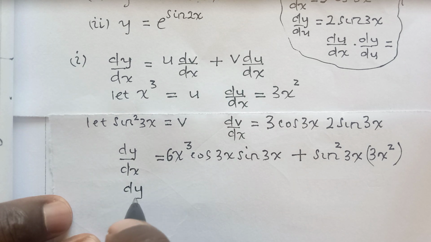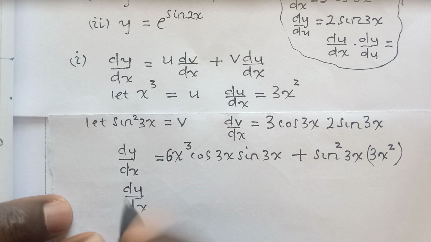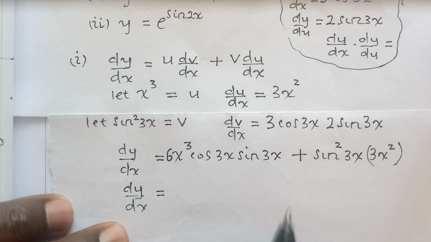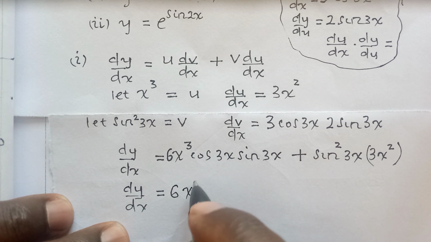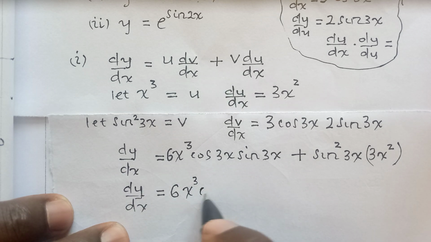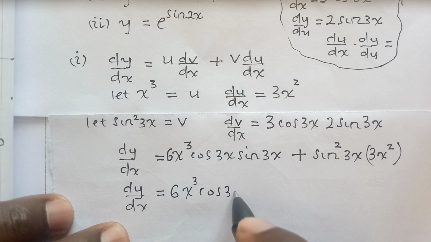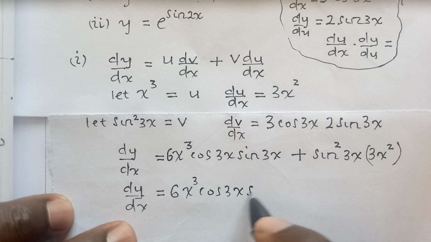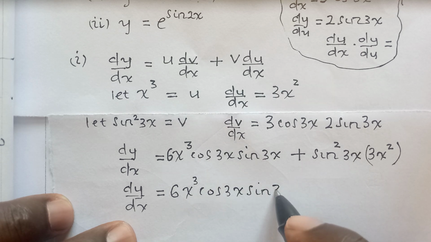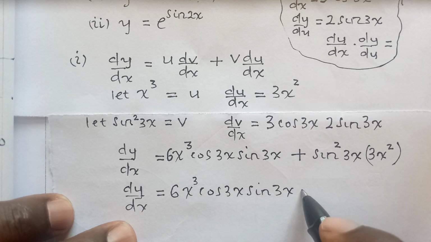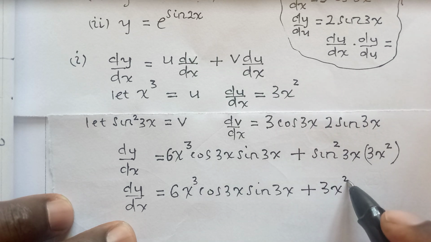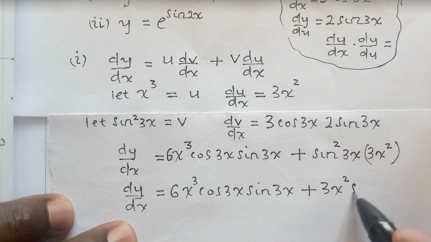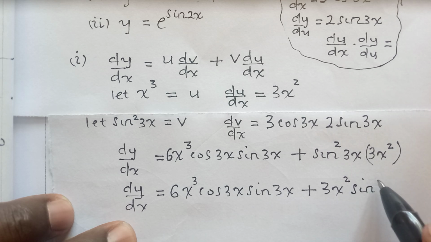dy all over dx will give us 6x cubed cos 3x sine 3x plus, we write 3x squared sine squared 3x.